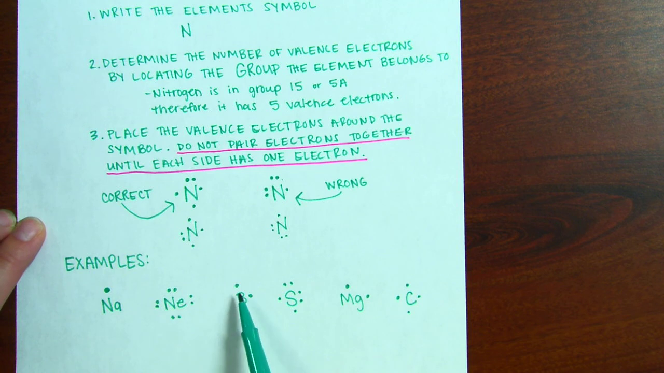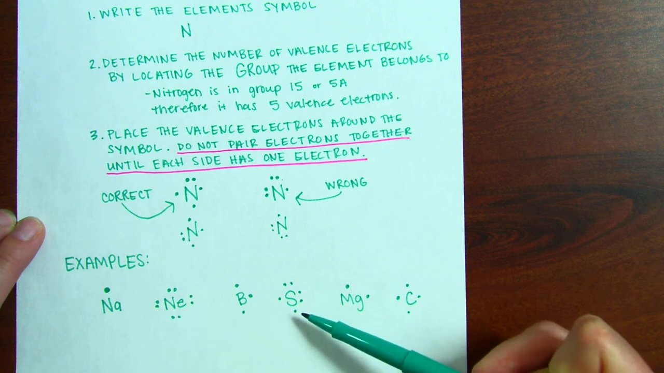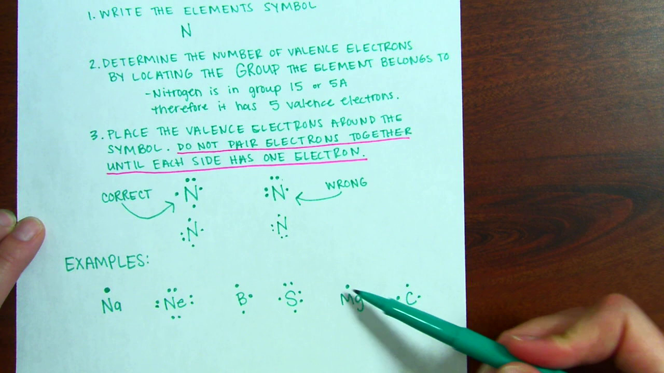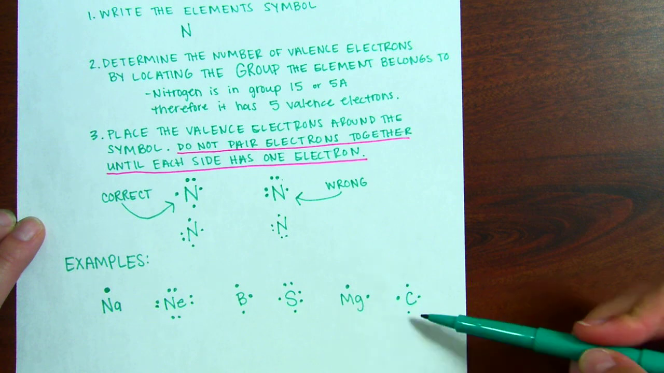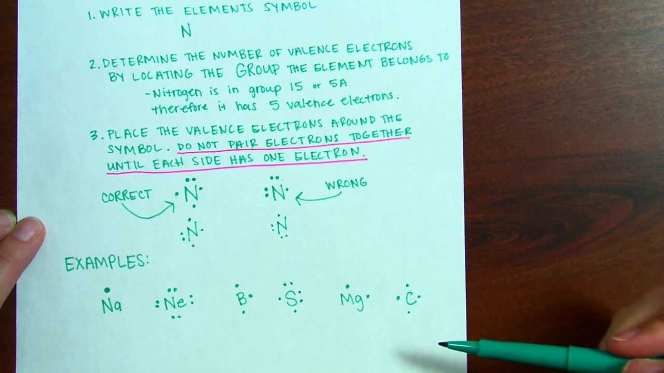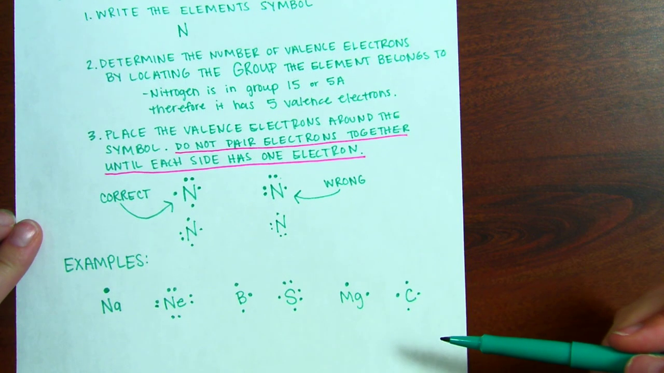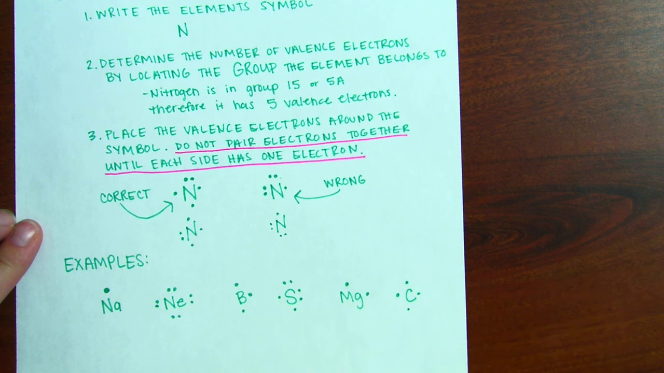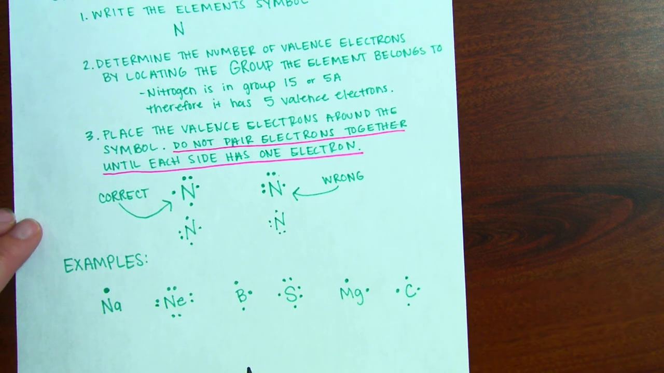Boron has 3 valence electrons and would be located in group 3A or 13. Sulfur has 6, so it's in group 16 or 6A. Magnesium has 2, so it's located in group 2 or 2A. And carbon has 4 valence electrons, so it is located in group 14 or 4A. So it's just a nice, good shorthand way to represent the valence electrons for our elements.